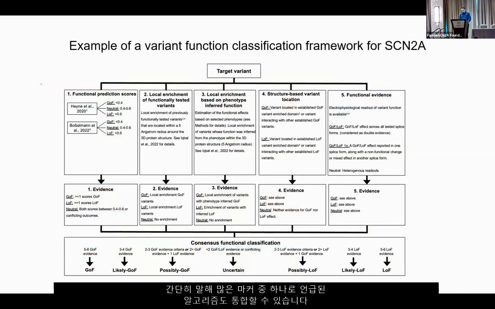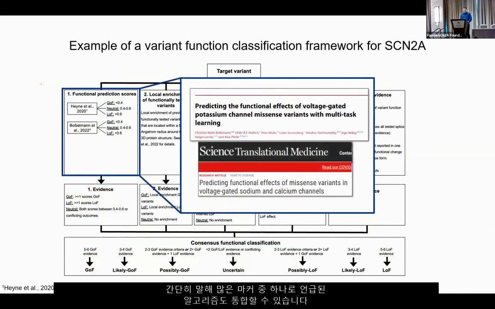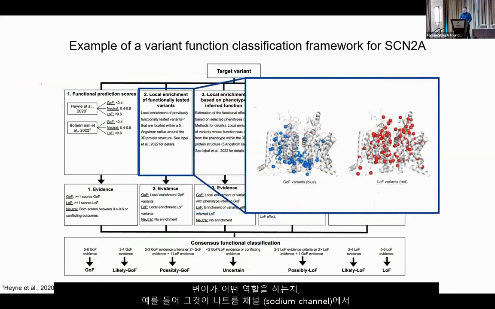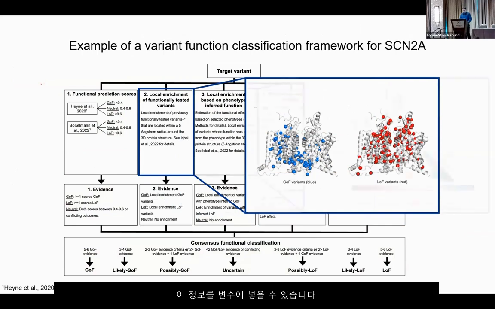So long story short, we can incorporate also the algorithms I just mentioned as one marker out of many for what the variant is doing. We can look if it's a region, for example, here are functionally tested variants on a sodium channel. And you see that the blue bottom is more likely to be gain of function, whereas in the red upper area, the functionally tested variants are more likely to be loss of function. And you can factor in this information.